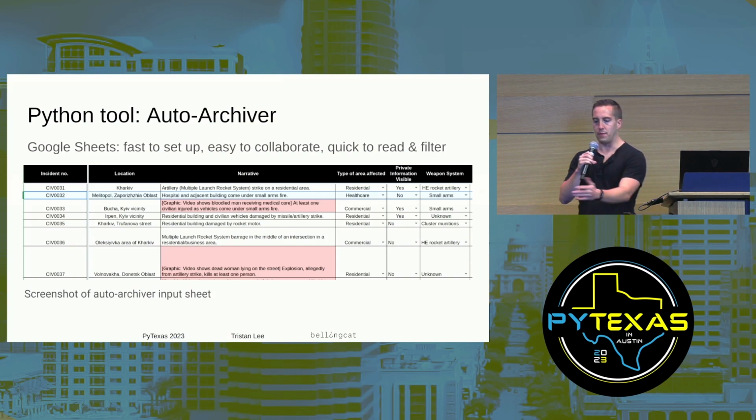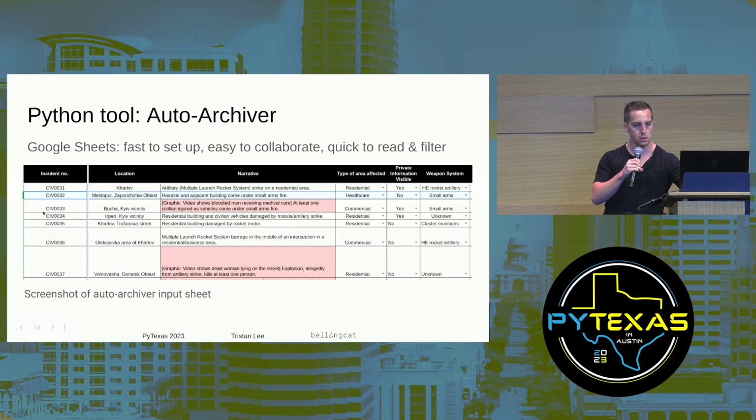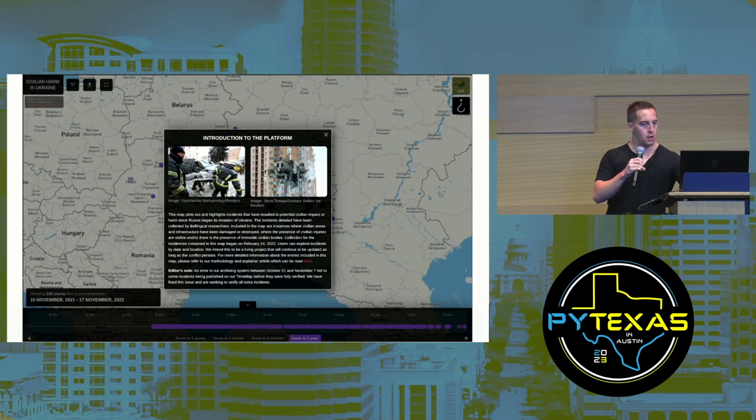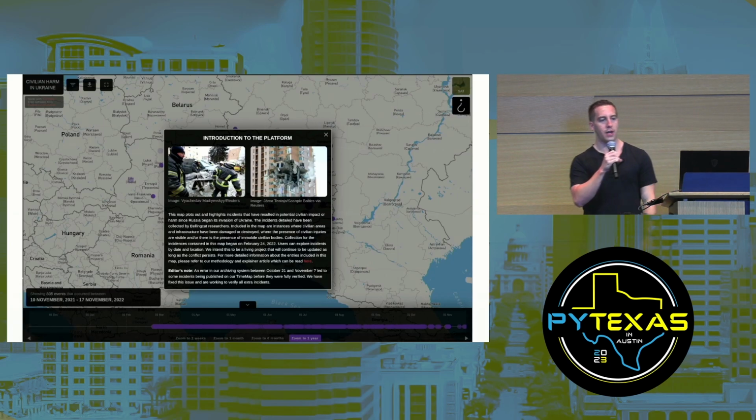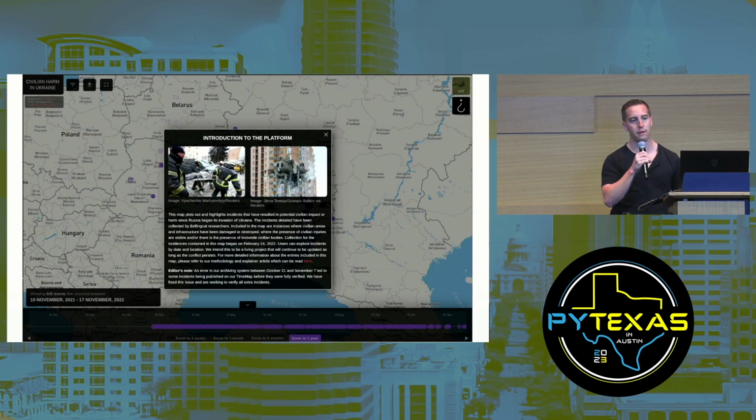And what we have here is a screenshot of one of the inputs to the Auto Archiver that we have been using to track incidents of civilian harm in Ukraine, such as attacks on infrastructure and against the population. Since the beginning of the Russian invasion last February, Bellingcat and volunteers have geolocated and verified more than 1,000 incidents of civilian harm in Ukraine. Each incident can be visualized on our time map website.